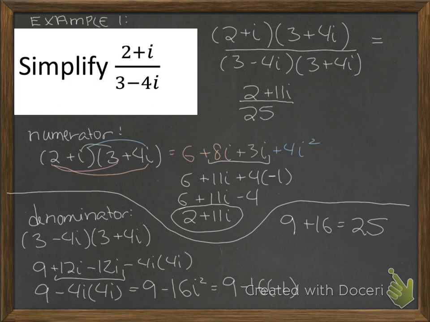Now sometimes these problems will ask you to write your final answer in the form A plus BI. So if I had to do that, how could I do that for this problem? Well, what I can simply do is I can write this as 2 over 25 plus 11I over 25. So what does that mean? That means that A is 2 over 25, okay, and B is going to be 11 over 25.